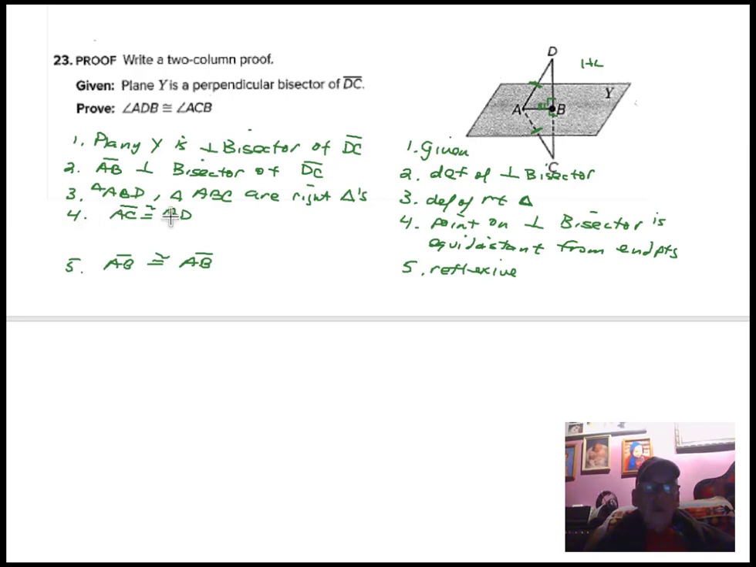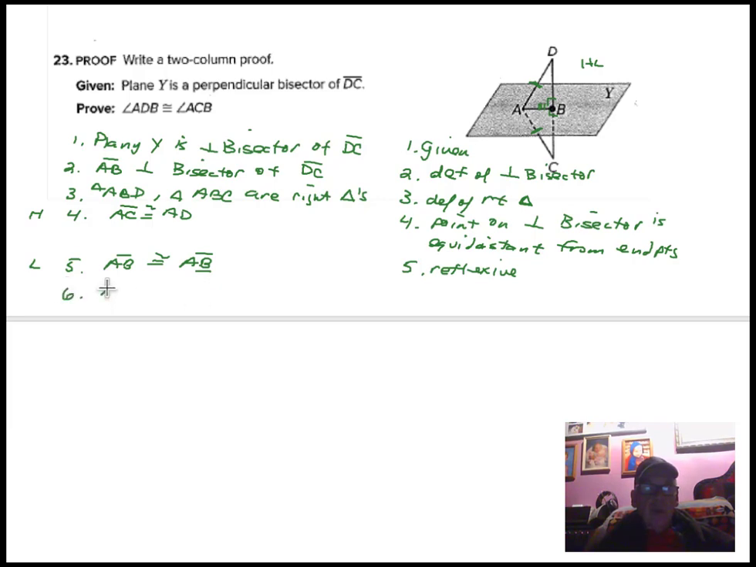So what this line here does is give us an H for the hypotenuse part of HL. This third step here sets up the right triangle business, which lets us use HL, and AB congruent to AB, that sets up the leg part of the pattern.